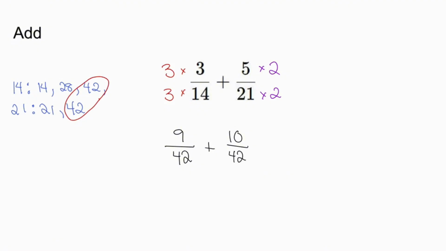Now I have the same denominator. When adding fractions with the same denominator, you add the numerators. 9 plus 10 is 19, and keep the denominator of 42. Nothing here simplifies. This does not become a mixed number, so 19 over 42 is going to be my answer.